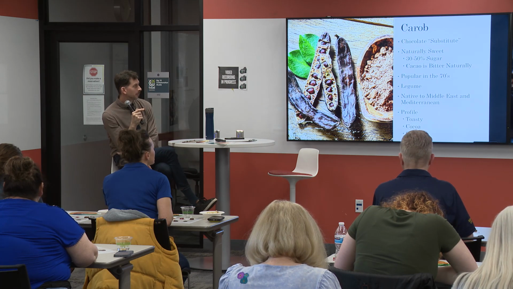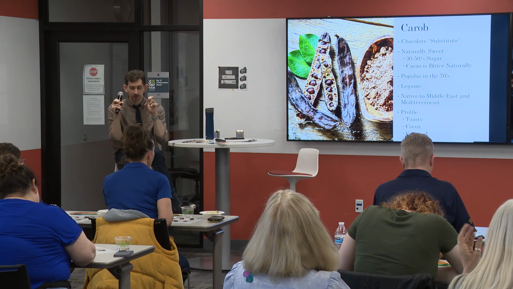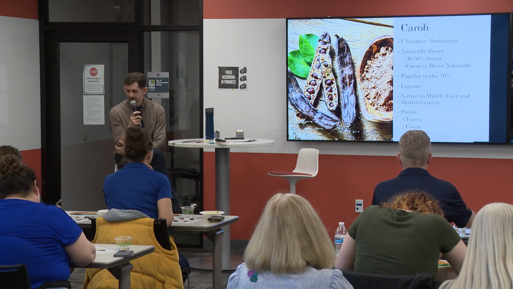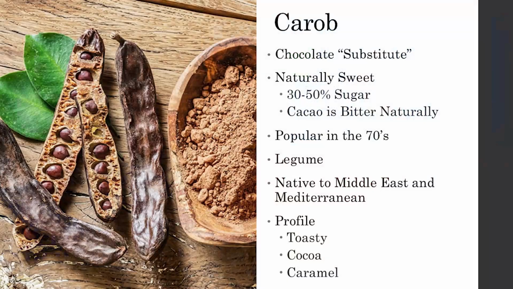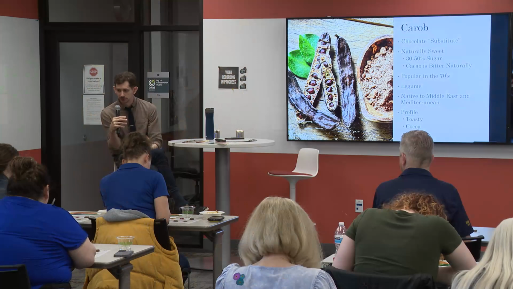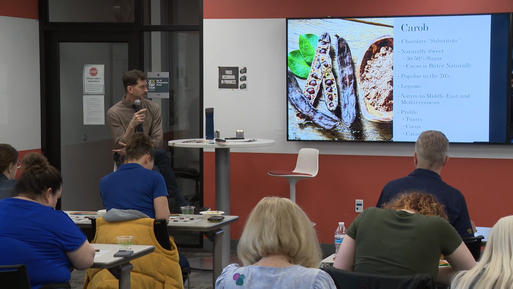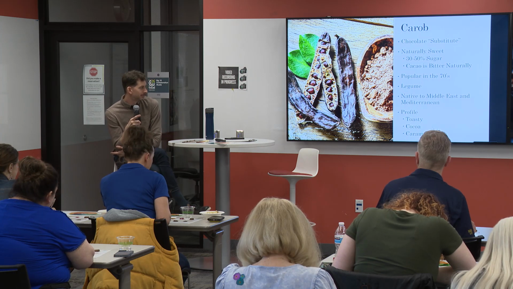So this used to be labeled as a chocolate substitute, very big in the 70s and 80s. If you go into it thinking it's chocolate, you're going to be wildly disappointed. It is a completely different plant. It doesn't come from chocolate at all; they have nothing to do with each other. It comes from the carob plant. Carob is naturally sweet, up to 50% sugar, whereas cacao is not sweet at all. Cacao is bitter; we have to add sugar to it to make it palatable. It's a legume, and comes from the Middle East and Mediterranean.